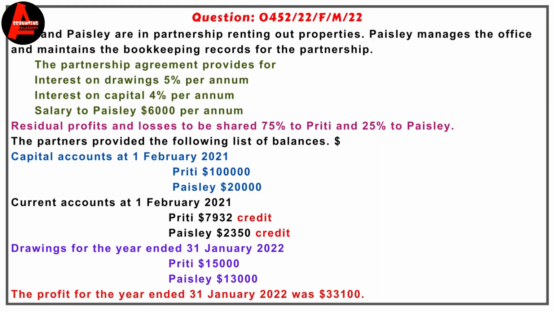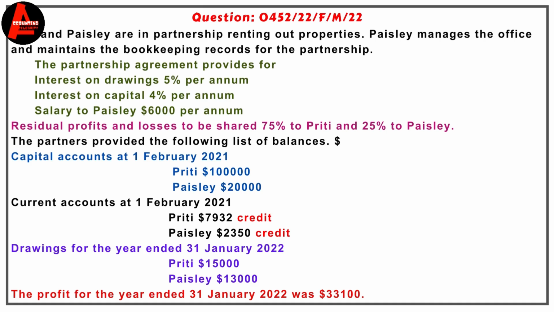Preeti and Paisley are in partnership, renting out properties. Paisley manages the office and maintains the bookkeeping records for the partnership, okay? The partnership agreement provides for interest on drawings, 5%, interest on capital, 4%, and a salary to Paisley of $6,000 per annum. Residual profits and losses are to be shared 75% to Preeti and 25% to Paisley, okay? The partners provided the following list of balances.